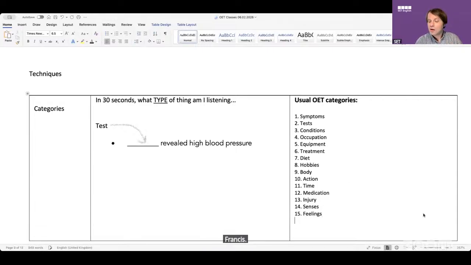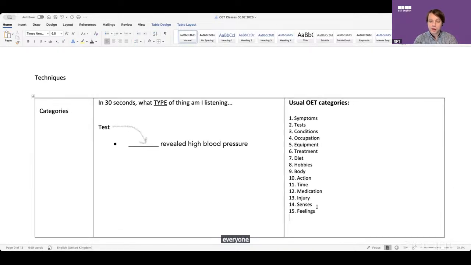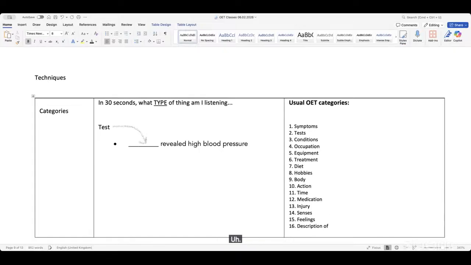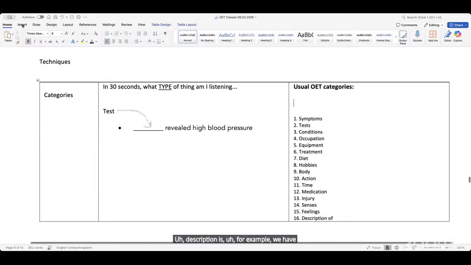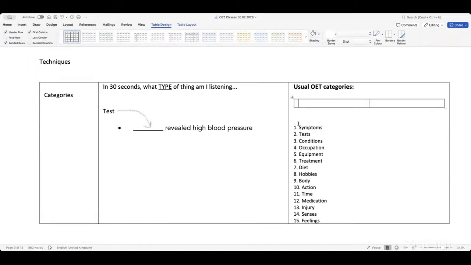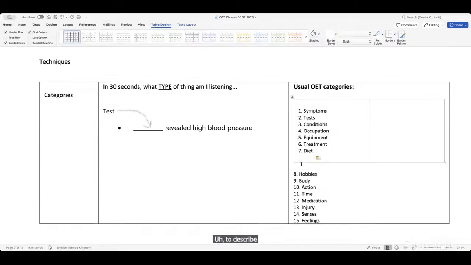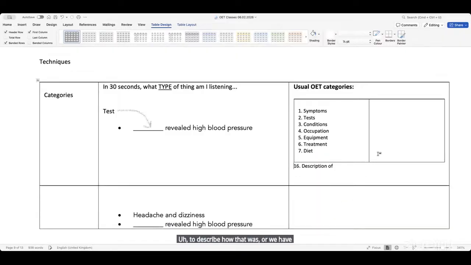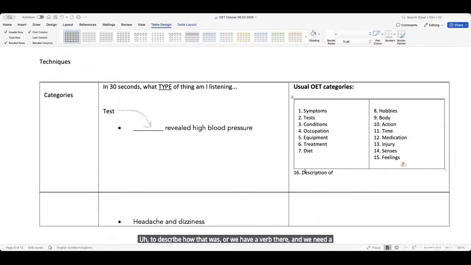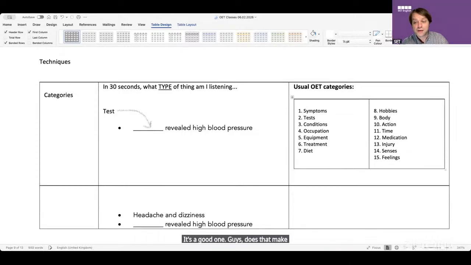But the last one, the most important one, the one that you will see very often, everyone, is what I will call description of. So Zuhal, you said this. What is description of? What is that? Description is, for example, we have a symptom there, but we need an adjective for that to describe how that was, or we have a verb there and we need a description for that. It's a good one. Guys, does that make sense? What she's saying to me is very clear.